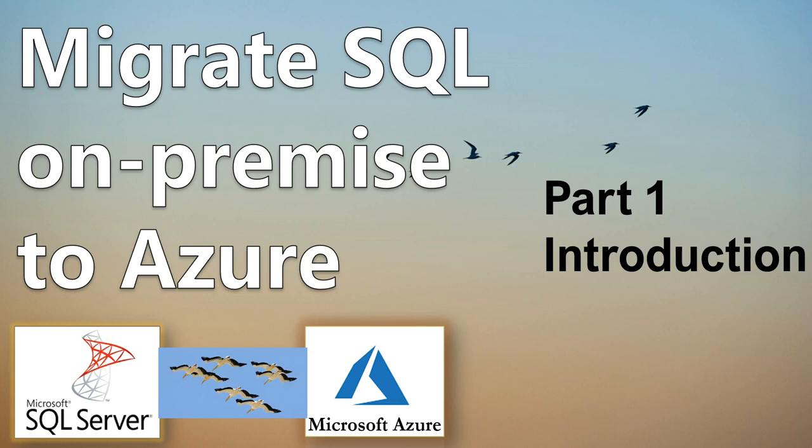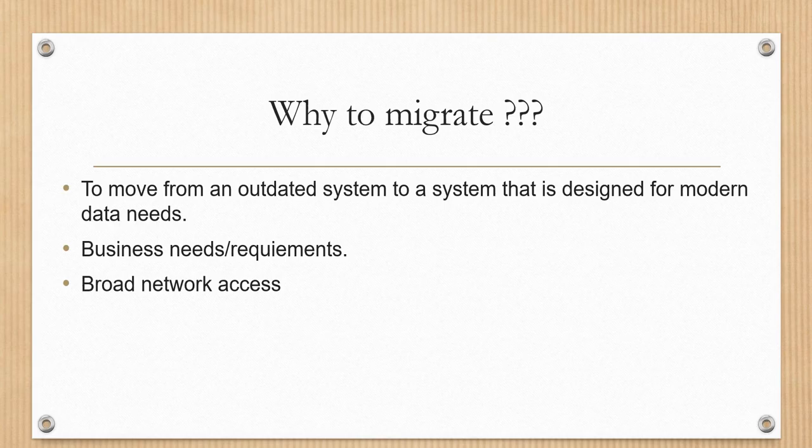So in this part, we are going to discuss the migration from SQL to Azure. Before going to that, why do we migrate SQL Server on-premise to Azure? There are different needs. That could be a business need or business requirement, and broad network access. To do the migration, we use the cloud because it is available over the internet.